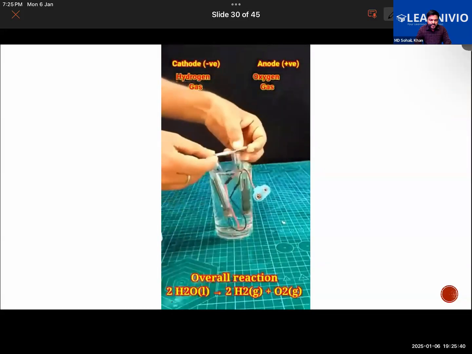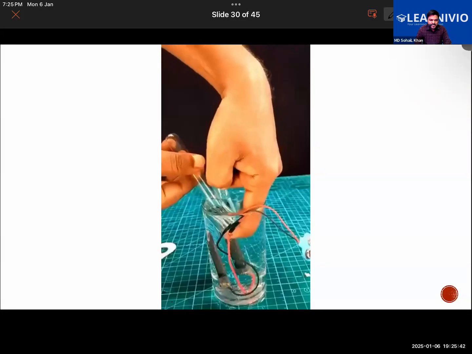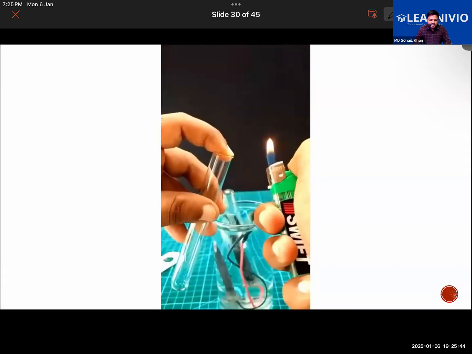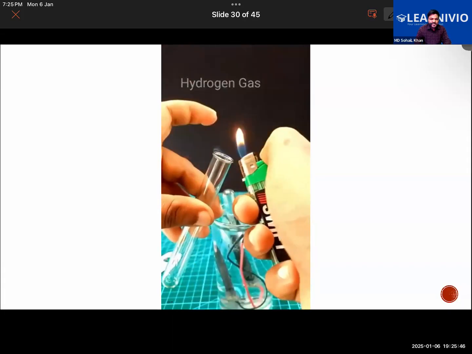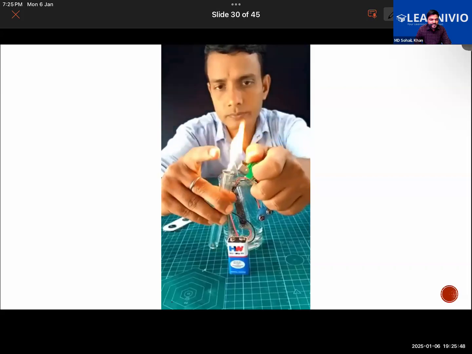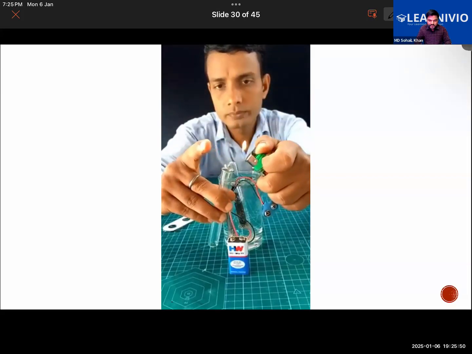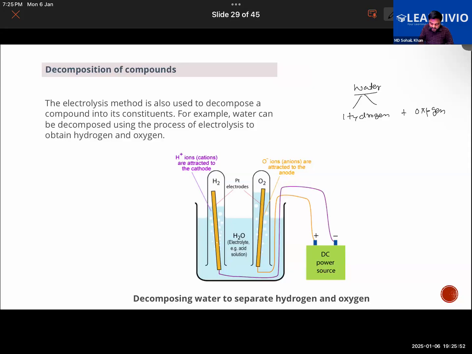And notice when he brings a matchstick near this, the hydrogen gas will burn. Hydrogen gas always burns with a pop sound, while oxygen will not give any sound during burning. Whenever hydrogen gas burns, it produces a pop sound. Getting it? So let me explain once again. What has happened here?